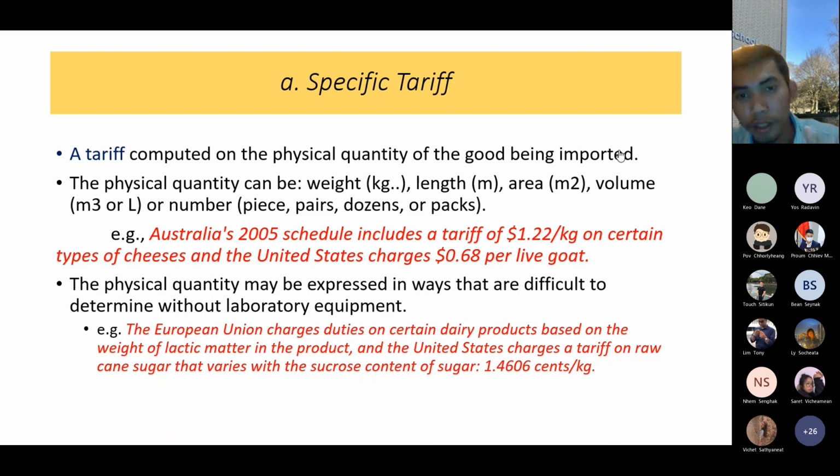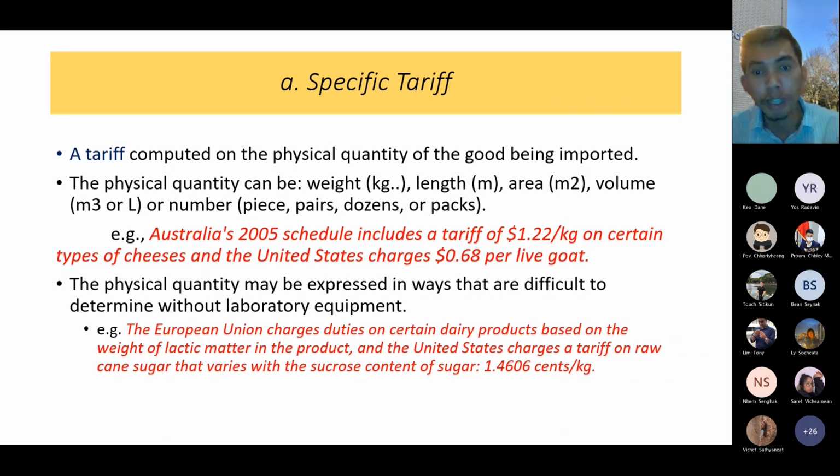Okay, again, we have AV and non-AV, and inside non-AV, the first one is specific tariff, which is based on physical quantity. So I want to confirm with you, are you okay with that? Clear? Okay. Very good. Move on. So right now we finish one part of non-AV again. It is not based on price, but based on physical quantity.